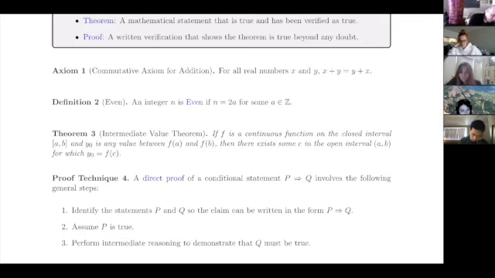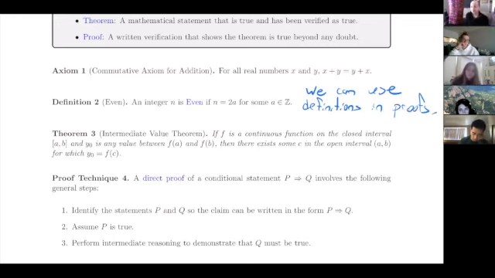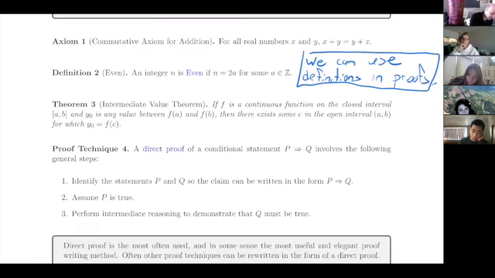So when we're proving things, okay, we can use definitions in proofs without justifying them, as long as we've talked about that definition together. Okay, for theorems, obviously we can't assume these things are true. We need to try and prove them.